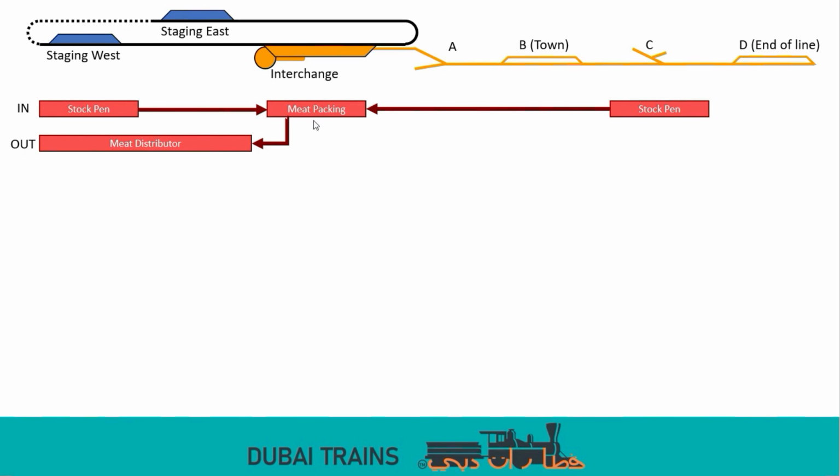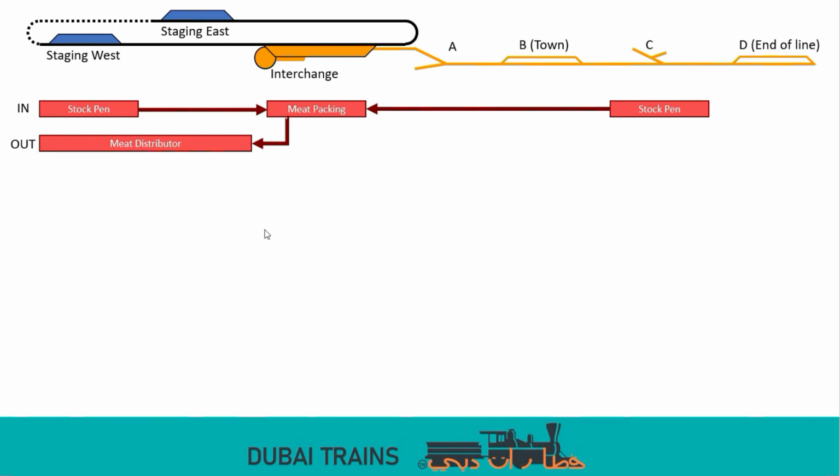All the reefers and box cars coming from the meatpacking will then be spotted at the interchange and then be picked up by the west or east going train. So the meat distributor here is basically a black hole, and they have meat distributors both in the west and the east side of the country.